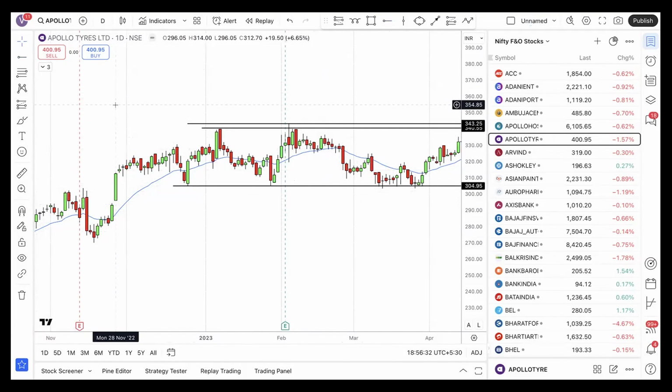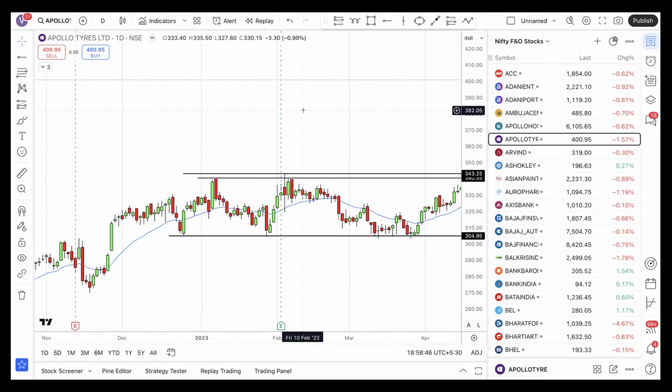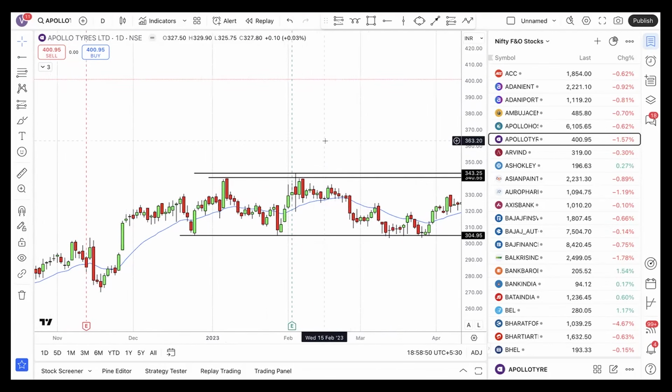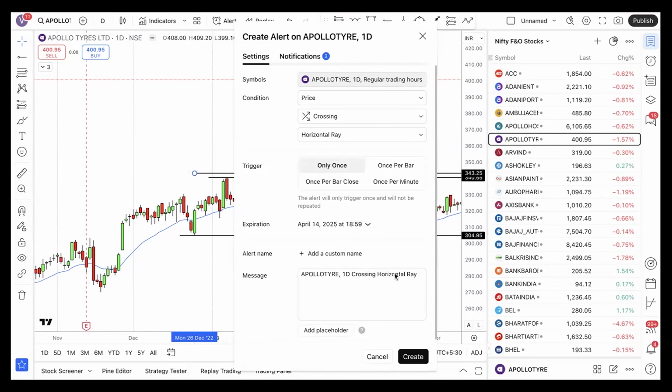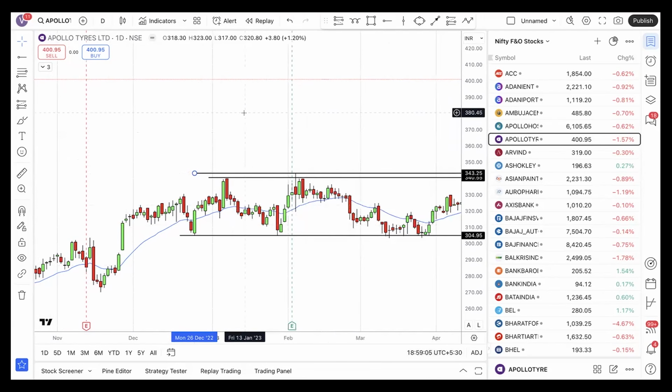That means, being a swing trader, you have already identified the stocks which have the potential to give a big move. Next, in the live market, it's not possible to keep watching the chart where it is trading all the time, right? Once you have marked this level, go to the right and click here, add alert on the horizontal ray. Click create. Once you click create, there's a small clock symbol, which means you have put the alert here. So whenever Apollo Tires breaks this resistance and crosses above it, you'll get the alert.